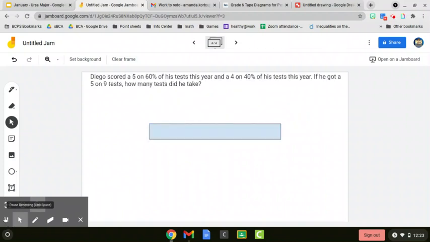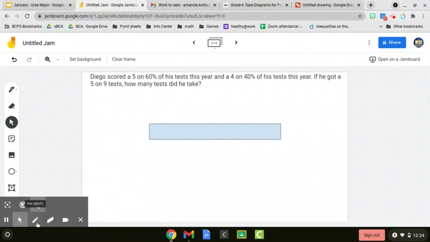All right, Diego scored a 5 on 60% of his tests this year and a 4 on 40% of his tests this year. If he got a 5 on 9 tests, how many tests did he take? So when I first read this problem, I was like, whoa, that's a lot of numbers to keep track of. But then I realized that the 5 and the 4 are just scores. They don't really matter to the problem.